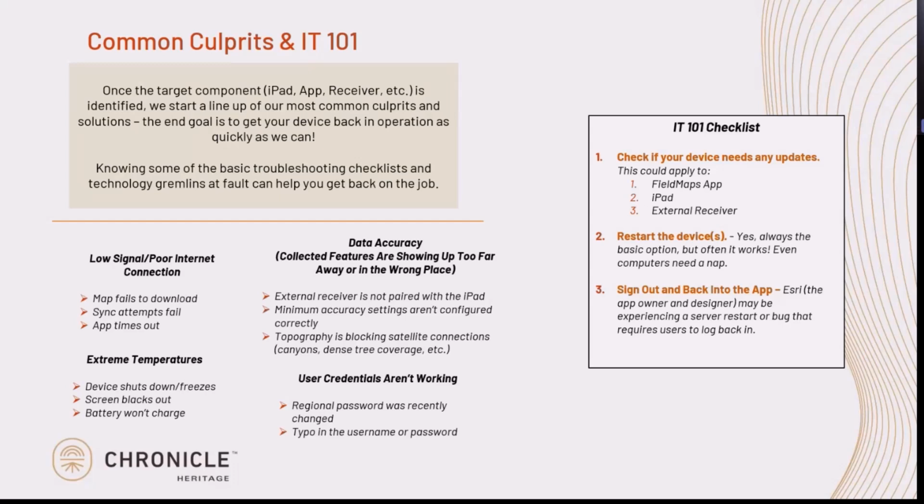Data accuracy stuff, basically like you're collecting a point and it's showing way off kilter, that's probably an external receiver issue. So look at maybe it's the configuration settings, or it could be topography blocking satellite connections. You could do everything right in that wealth of configuration slides and still not get a good signal because you're in a canyon or you're in a ravine or there's dense tree coverage. There are some things, sadly, we just cannot surmount, and tough environment is sometimes one of those.